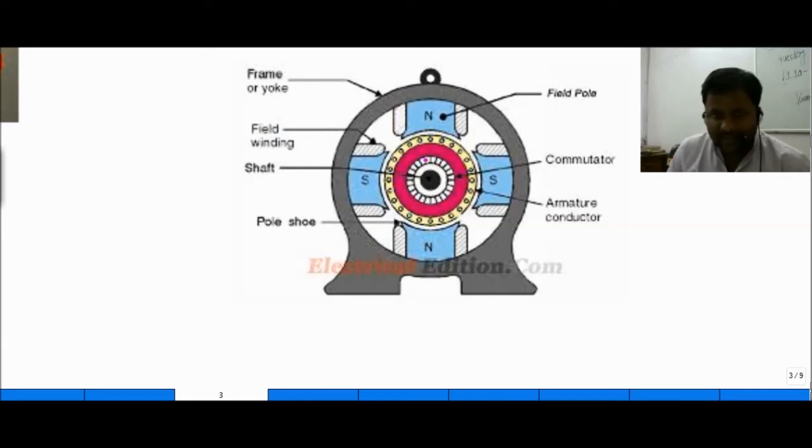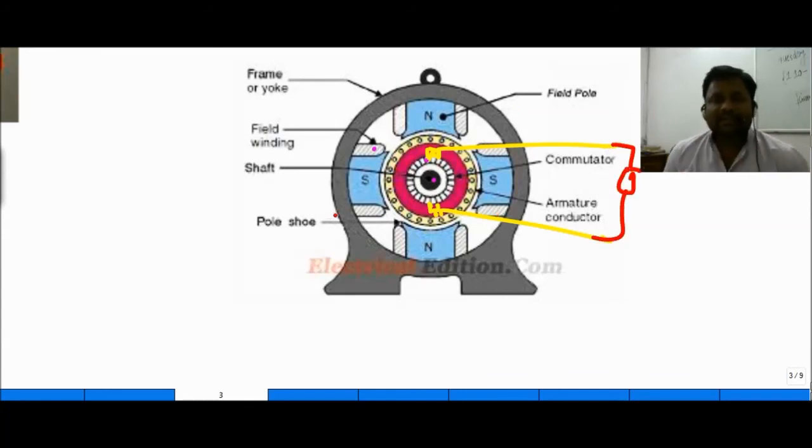These are the commutator segments. This is the field winding. This is the armature winding. This is the shaft. And the brushes are missing here, so I will draw them. These are the brushes, and this is going towards the load side. So this is the commutation diagram of the DC generator and the DC motor.